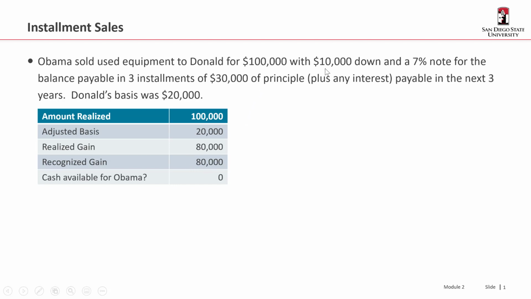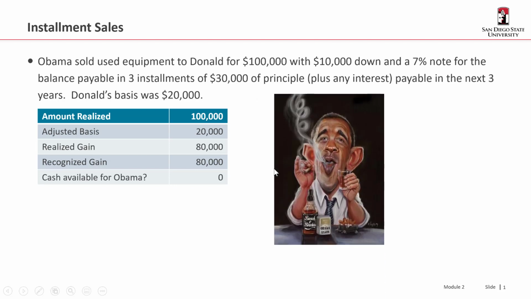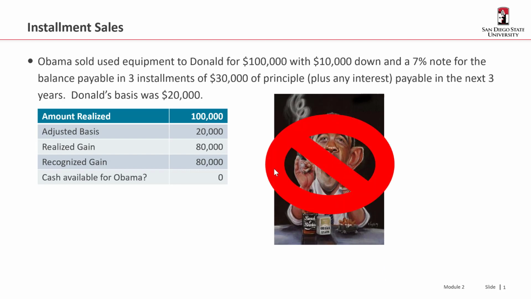But notice that he's only getting 10,000 down, and the rest of it is payable over the next 3 years. So what this really means is he doesn't end up with very much cash in his pocket, and he's probably not headed for Vegas. So that's what the installment method is all about. It allows us to recognize the gain ratably as payments are received.